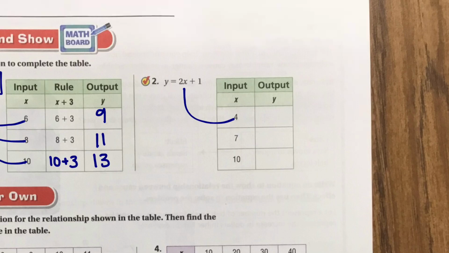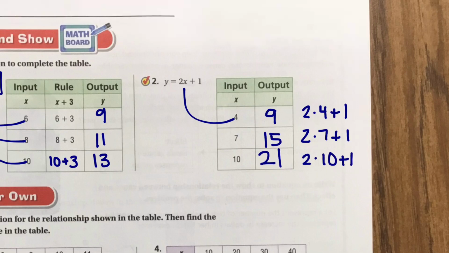Okay, let's quickly do this. So if I plug 4 in, now I have 2 times 4 plus 1. What's 2 times 4 plus 1? 9. If I plug 7 in, then I have 2 times 7 plus 1. What's 2 times 7? 14. Plus 1 is? 15. And if I plug in 10, I get 2 times 10 plus 1, which is 21.